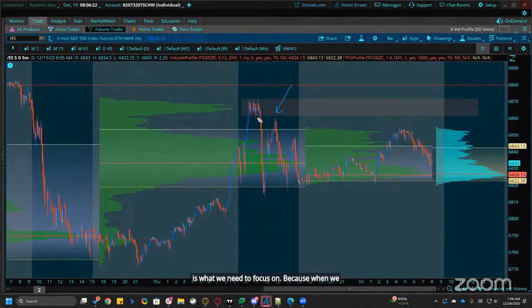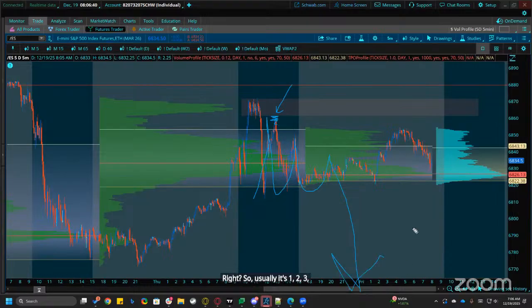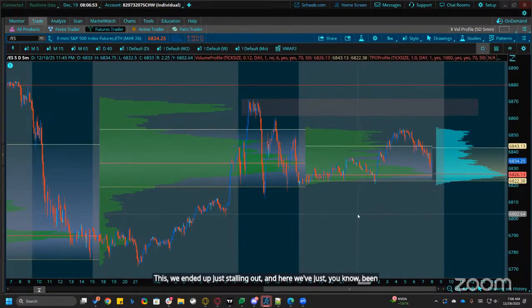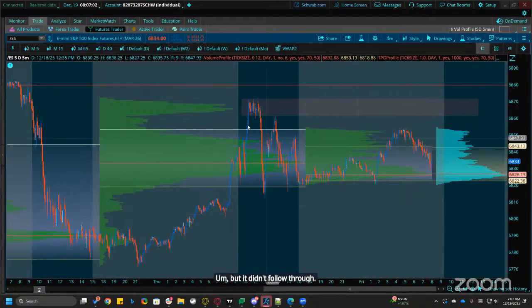Because when we left that zone and tried to come back into it later, we weren't able to get through there, right? And this is the 1, 2, 3 fail play. Oddly enough, we didn't get it. Usually it's 1, 2, 3, and of course it can be 1, 2, and then jump. There is no 3. We ended up just stalling out, and we've been baking since then. The 1, 2, 3 fail play has been around for a long time. But it didn't follow through, and they're not usually so big. Usually it's a lot smaller than that.